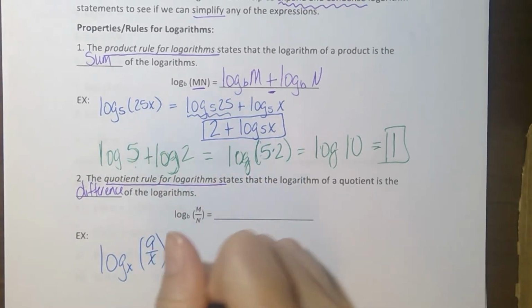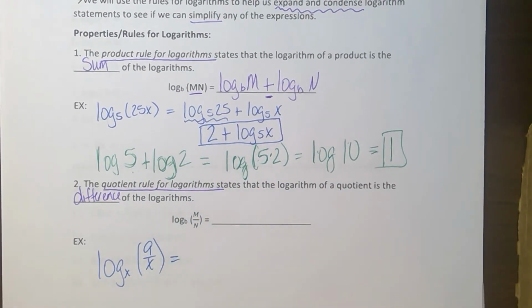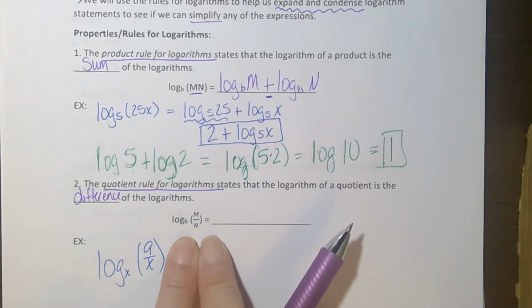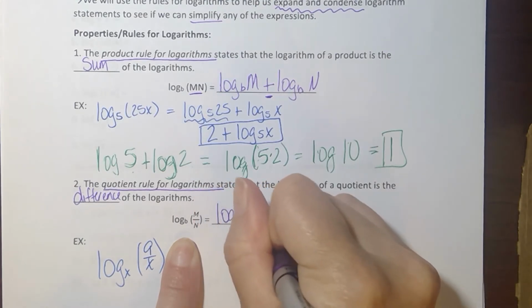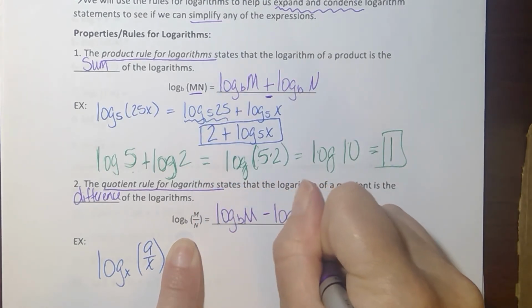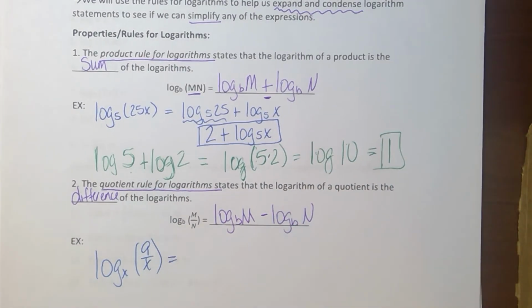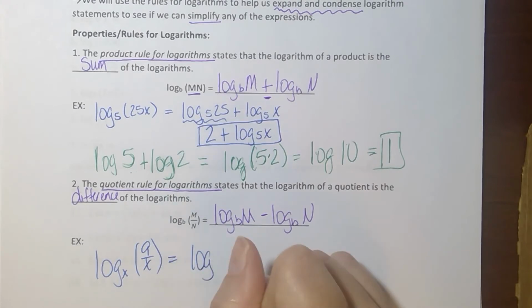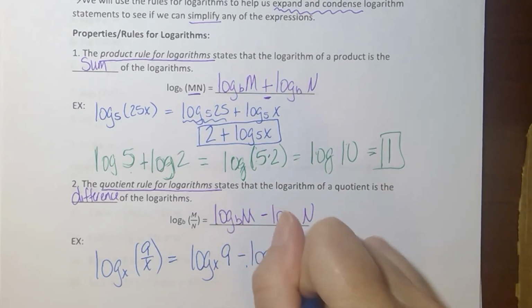So I have a quotient as my argument, which means I can pull that apart. Oh, we didn't do the general term. I'm so sorry, I got distracted. In the general case, where I have a quotient as my argument, I can break that apart to say log base b of the numerator minus log base b of the denominator. So I'm subtracting out anything that shows up in the denominator. Now to my example. I can split this apart. I'm dividing in my quotient, so I can rewrite it as log base x of 9 minus, because division pairs with subtraction, log base x of x.